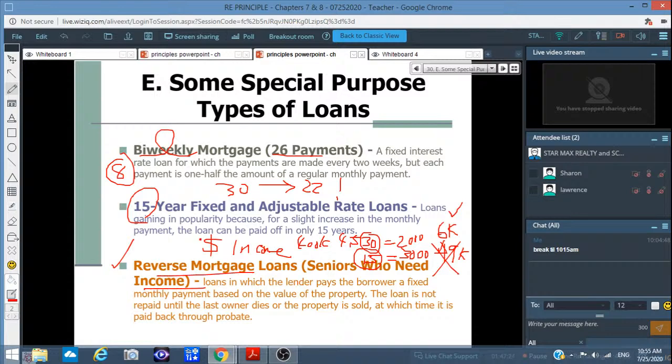And then we have reverse mortgage loans for seniors who need income. With a reverse mortgage, the bank is going to pay the borrower. Basically, they sold the home to the bank until they die, or a set period. Then they have to buy the home back. So this is called reverse mortgage. You are lending money to the bank, and they're paying you.